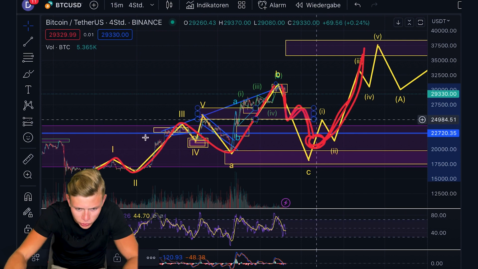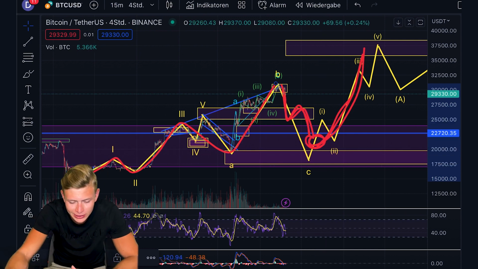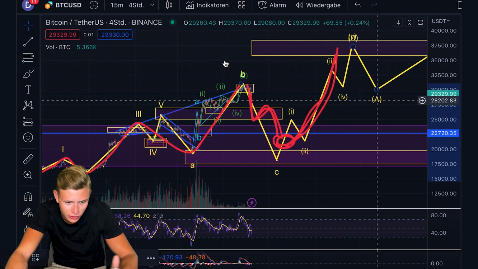I will of course observe that closely on smaller time frames and keep you updated on this channel every single day, because I make daily updates here about those price movements.